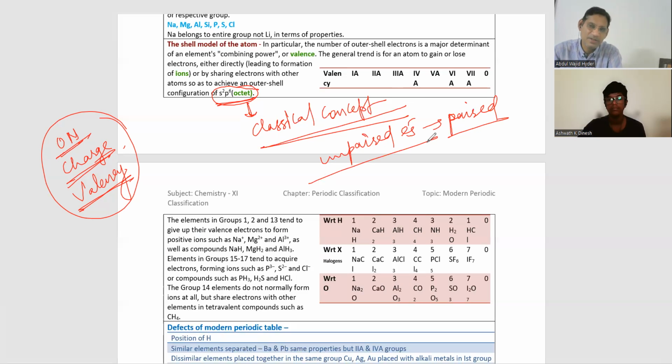So this is what chemistry is. This is what chemical bonding is. This is what chemical reactions are.